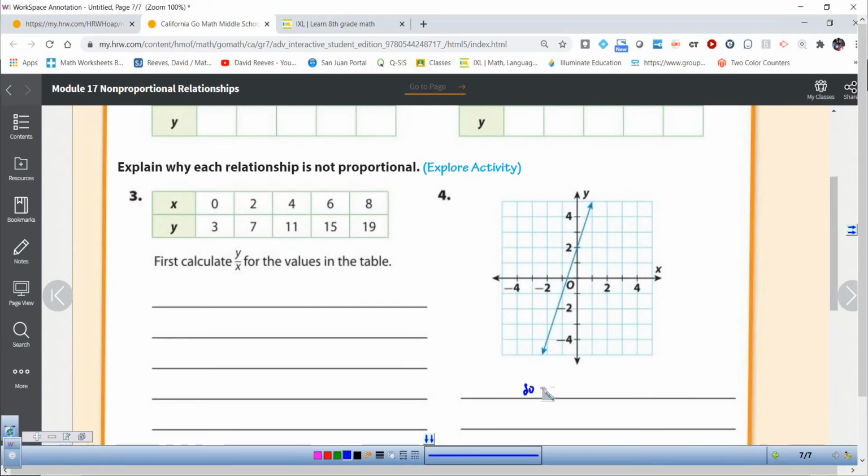So why is this one non-proportional? It does not pass through the origin (0, 0), right?